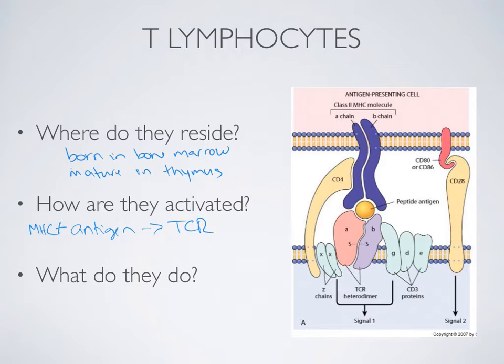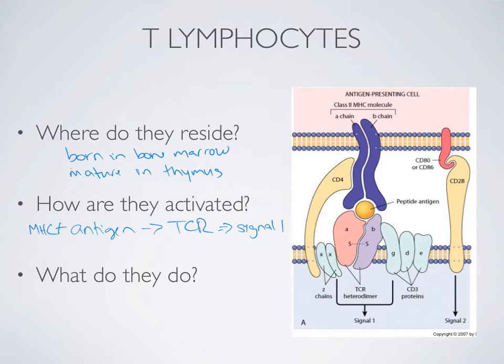So that's one difference. B cells can be activated by free antigen. T cells, that antigen has to be presented to it by an MHC molecule. And we'll look at MHC in just a minute. So MHC plus antigen activates the T cell receptor. But just like B cells, T cells need a signal 2. So that is signal 1.